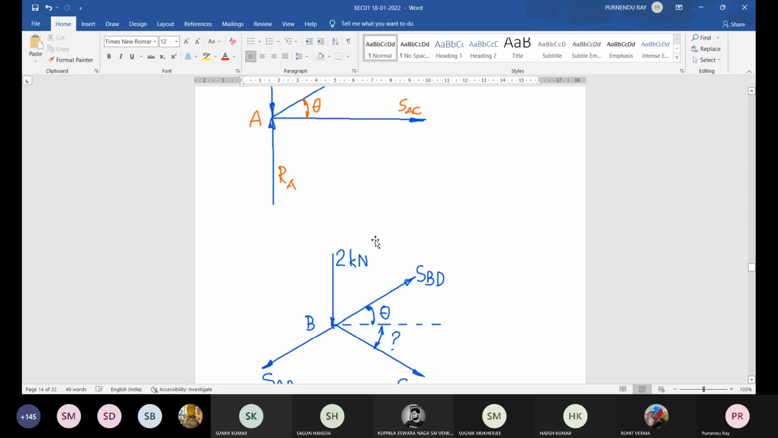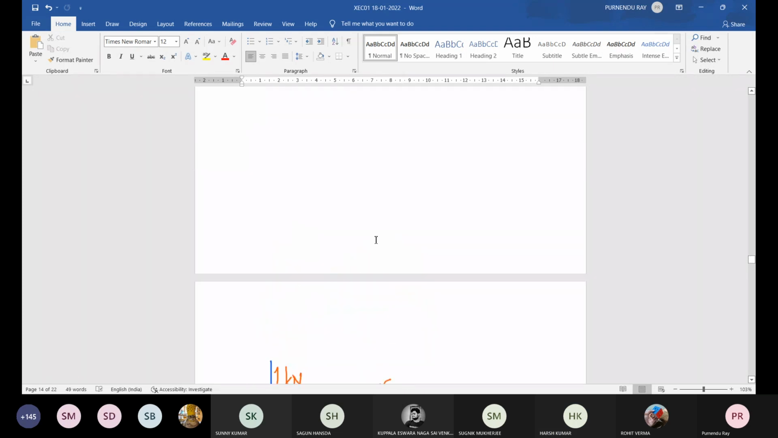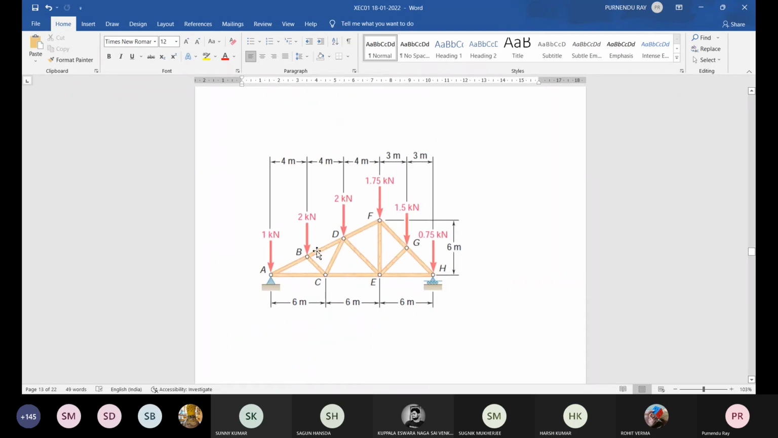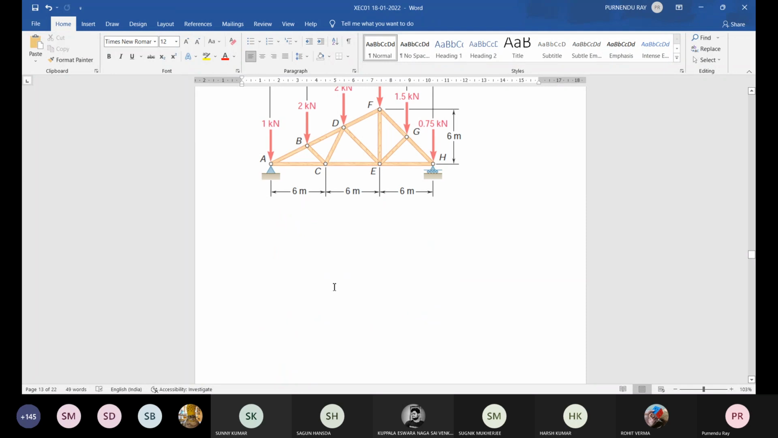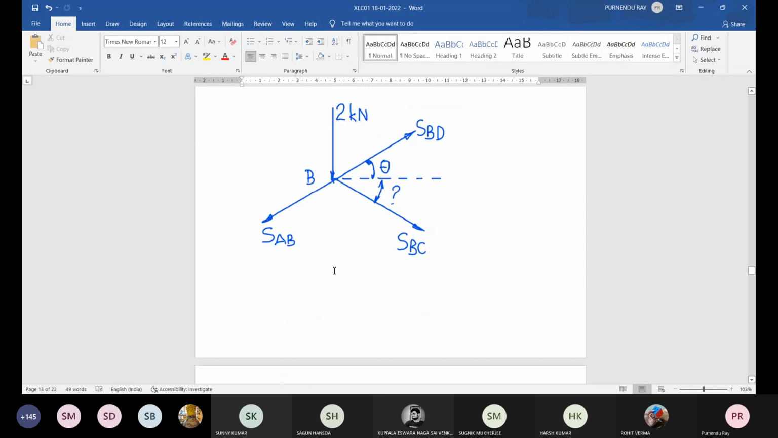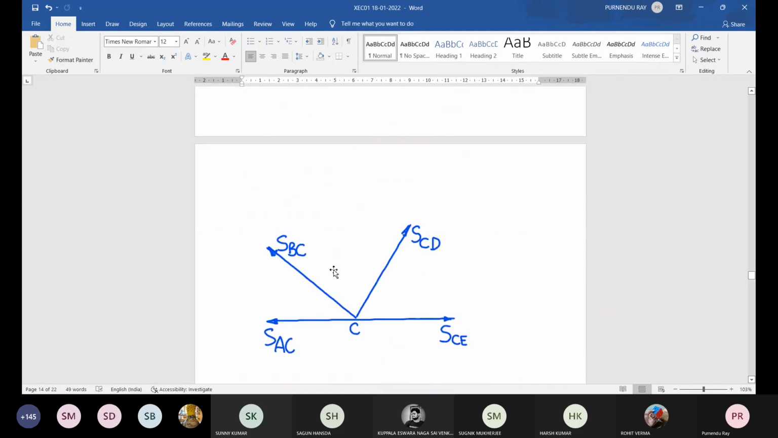So first solve for A, then for B. Once you solve joint B, then you proceed to joint C. Now at joint C, you will get this free body diagram. No applied force. Four members are there: AC, BC, CD, and CE. Out of them, AC is known, and BC is known. Only two unknowns, and you can find them.